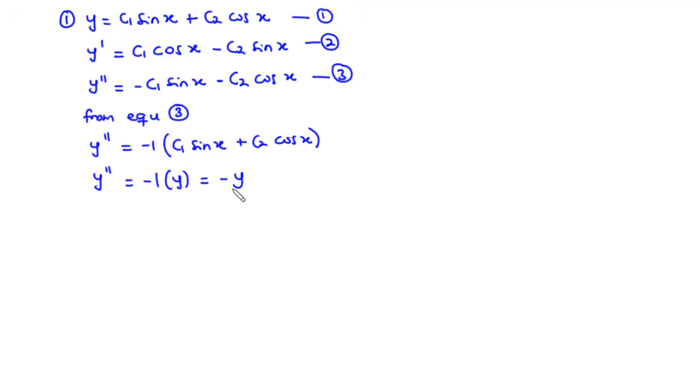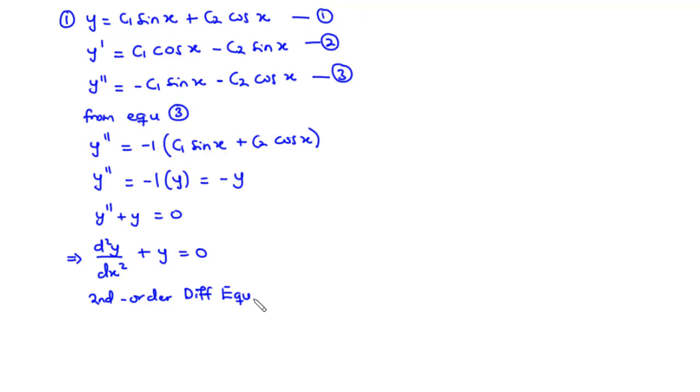So we transpose negative y to the left hand side, and then we have y prime prime plus y equals 0, that is d squared y over dx squared plus y equals 0. So at this point, we've been able to form the differential equation eliminating the arbitrary constants c1 and c2. So this is a second order differential equation.